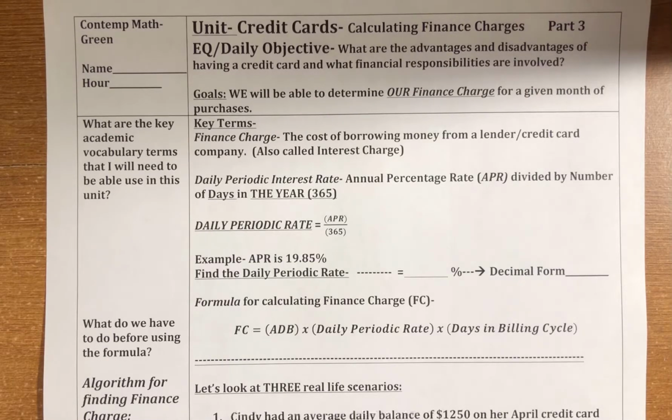Here we are again with credit cards, part 3 of our credit card unit. We've already figured out our average daily balance for a month. We've already discussed how to understand a statement. We've already discussed a little bit about annual percentage rate. Today we're going to figure out how credit card companies make money.